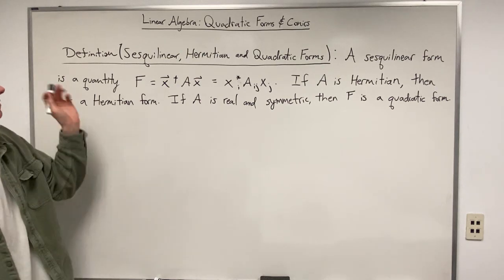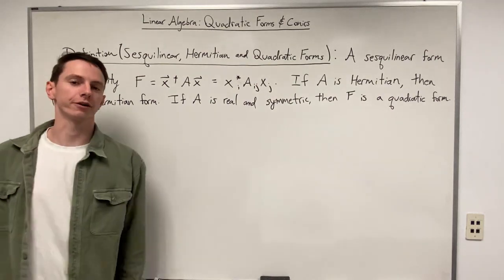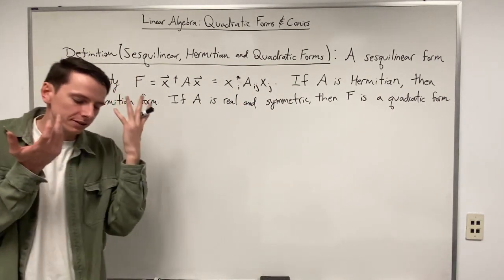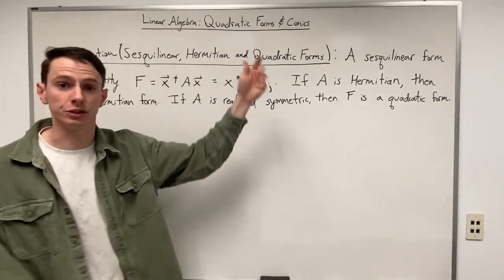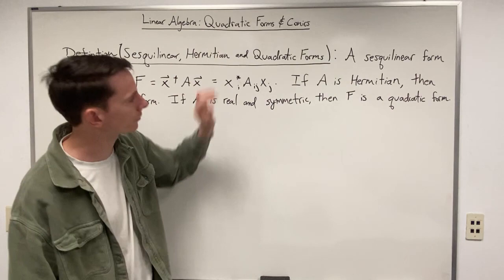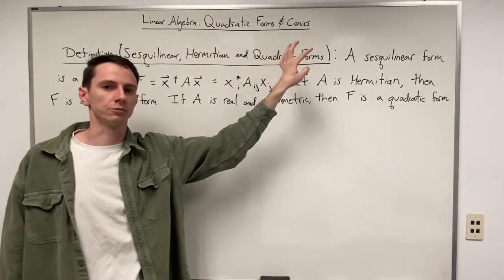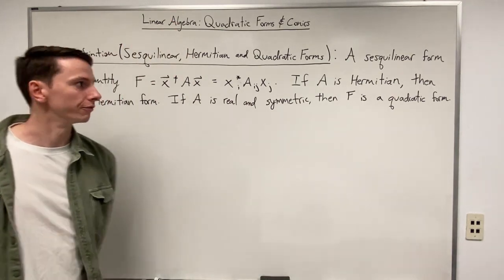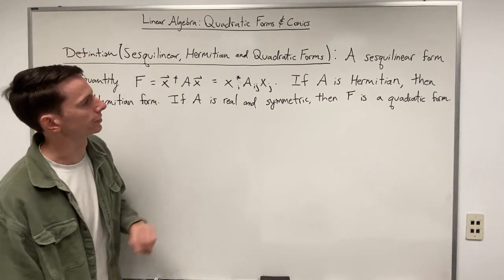It says here, this is the definition for sesquilinear, Hermitian, and quadratic forms. So three different quantities, but the main focus of this video, I should say, is going to be on quadratic forms. We'll show how these first two quantities relate to quadratic forms, even though the first two are more general versions of the quadratic form. So still, let's go through it together.